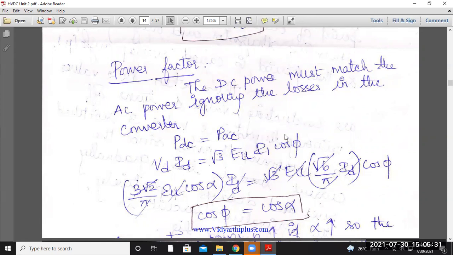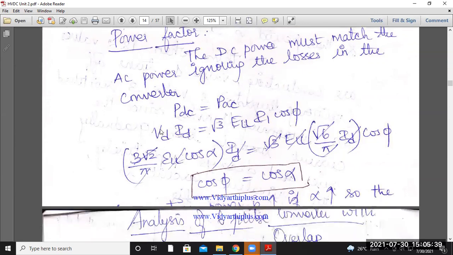Line voltage, this is the line current, this is the cos phi, that is the power factor between line current and line voltage, and this is the three phase AC power given. So here just put the value of VD, you will get 3 root 2 upon pi EL cos alpha, and ID remains as it is. Similarly, root 3 EL, I put the value of I1, that is root 6 upon pi ID cos phi.